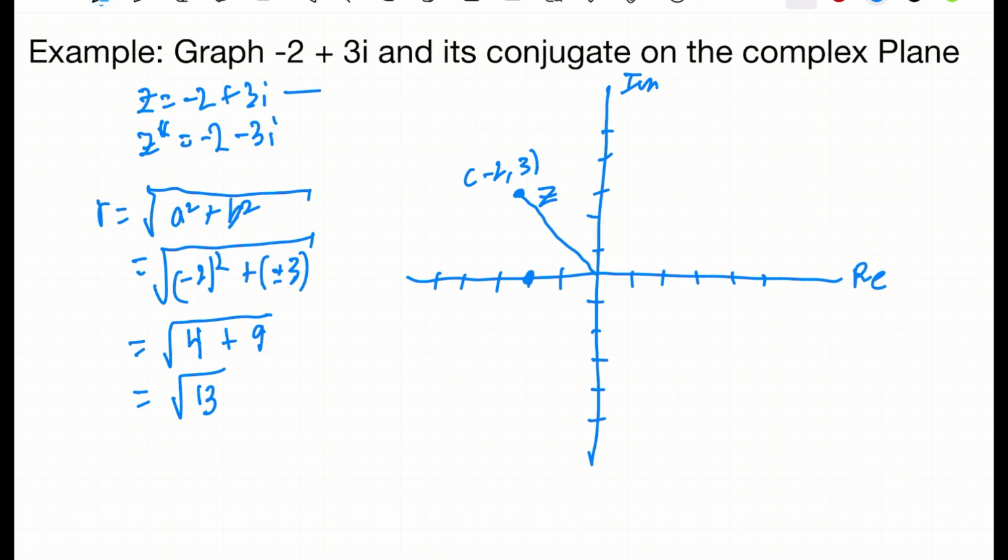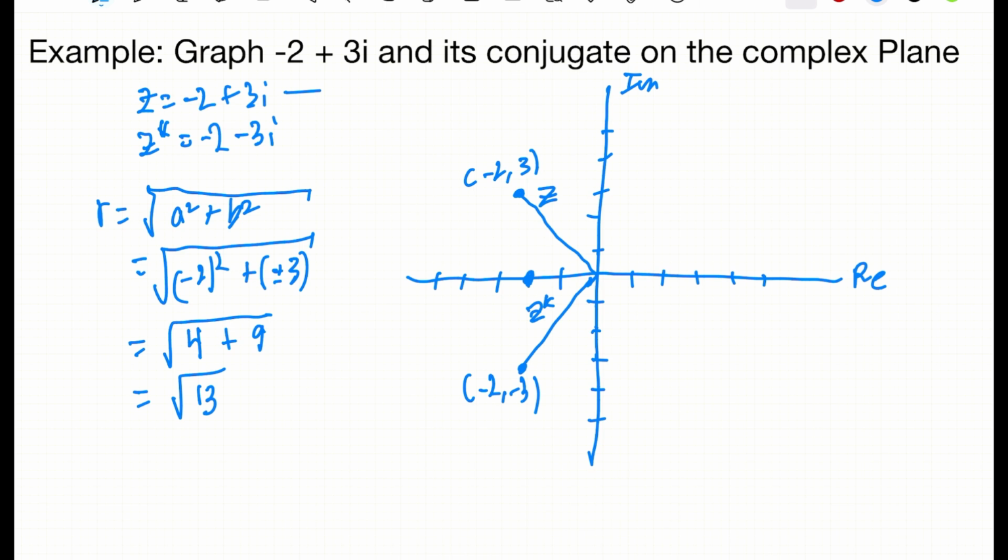Now, for z conjugate, we're going to do minus 2 on the real axis again, so that's the same position, except this time we go down 3. 1, 2, 3, and there is going to be z star, at the point minus 2, minus 3. And you can see the conjugate is going to be symmetric about the real axis, which makes sense.